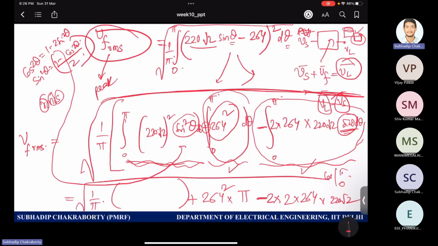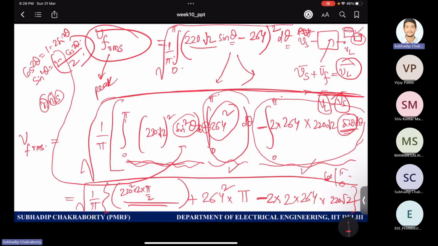And everything you do under root. 1 by pi is for the whole, okay. And what is the integration of this? So one term you will get 220 square into 2 into 1 by 2, 1 by 2 into pi. So pi by 2. And another term you will get 1 by 2 is there.